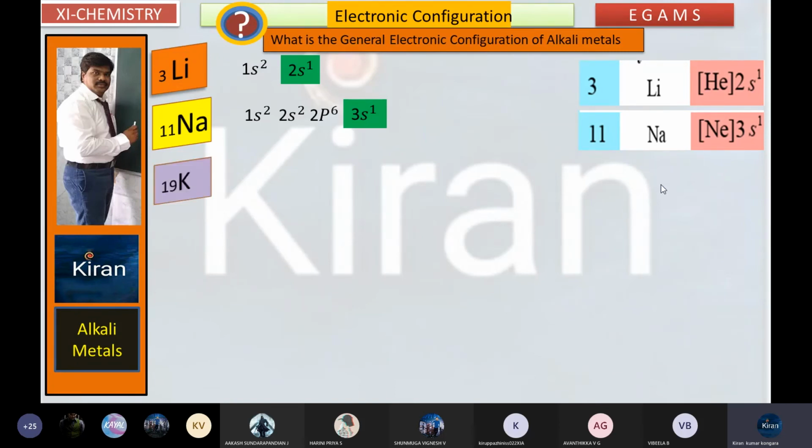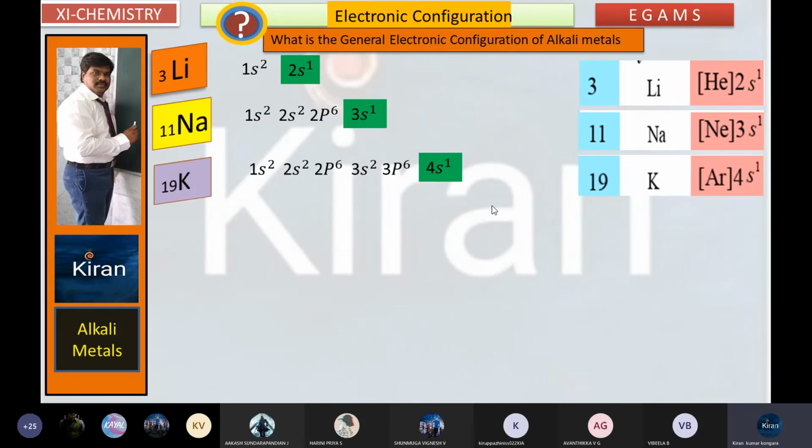Next, potassium. Potassium atomic number is 19. The electronic configuration is 1s2, 2s2, 2p6, 3s2, 3p6, 4s1. Up to 3s2, 3p6 it indicates the argon electronic configuration. You can write it with respect to argon. Potassium is 19, argon atomic number is 18. So 18 plus 1 is 19: argon core 4s1.